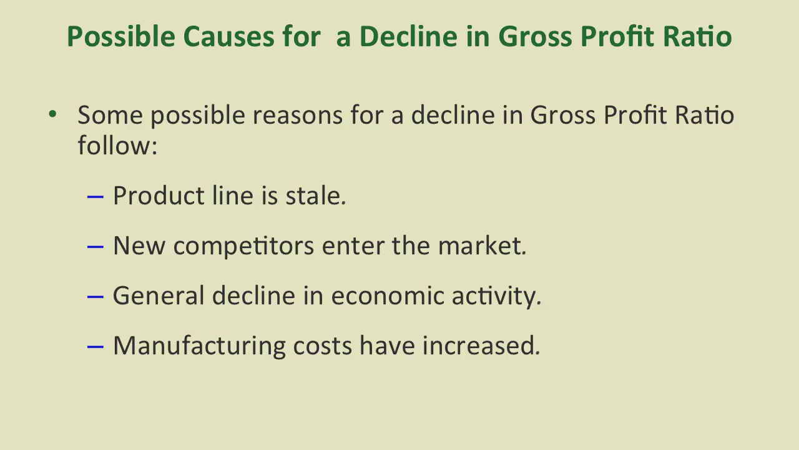Thirdly, general decline in economic activity. When there's an economic depression, market demand decreases. It makes it more difficult for you to generate sales revenue. Fourthly, manufacturing costs have increased, so it makes it more difficult to control your costs, which decreases your gross profit margin.